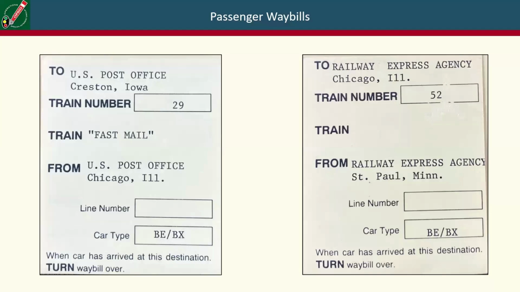It's going to the post office in Creston, Iowa. Came from Train 29, which is the fast mail. Then it came from the post office in Chicago. Then it just gives the car type for that. And the right, just another one for REA facilities. So this is going to the REA facility in Chicago from Train 52. And it's coming from the REA facility in St. Paul. So if you want to be switching an REA facility or a mail facility, you could use car cards and waybills also if you don't need a switch list, or you can use both. All of that is up to you.